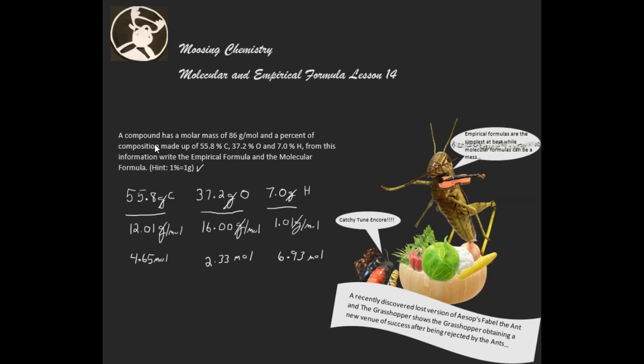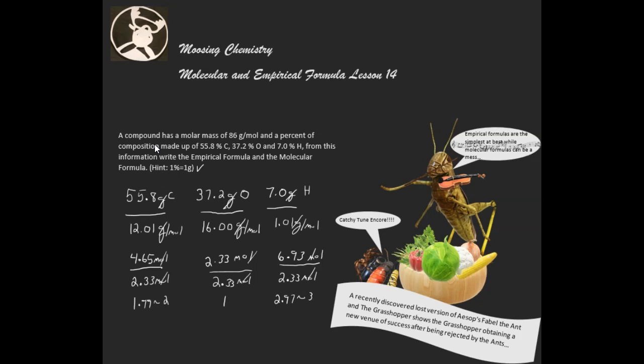Now we're going to divide each one of these moles by the smallest number of moles that we have represented here, which is 2.33. We divide each by 2.33 mole. When we do that, this gives me 1.99, which we're going to call 2. This is going to give me 1. Remember, our moles have canceled out. And 6.93 divided by 2.33 is 2.97, which we're going to call approximately 3.